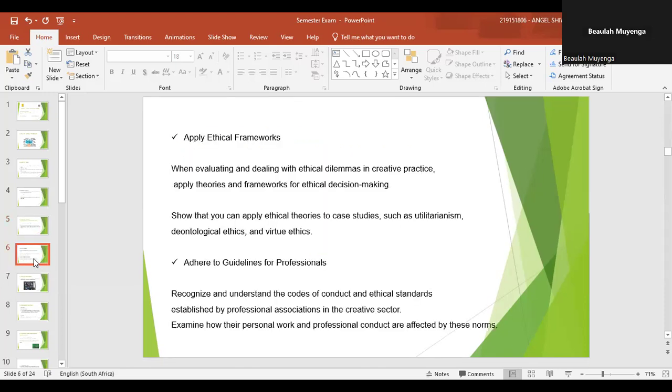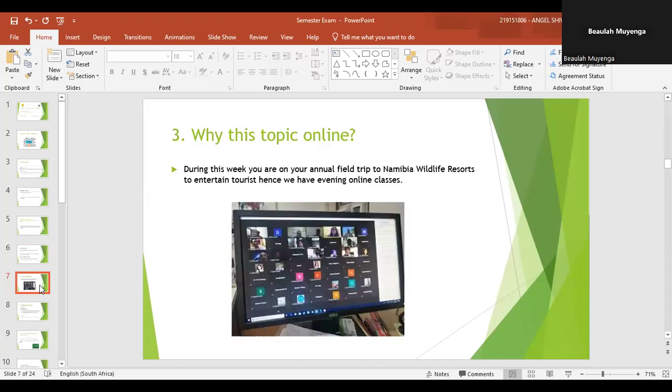You should be able to apply ethical frameworks, okay? You're also going to be doing your own code of ethics, your personal one. I would love to see that in your discussions. All right, and then adhere to guidelines for professions, such as us in the creative industry.